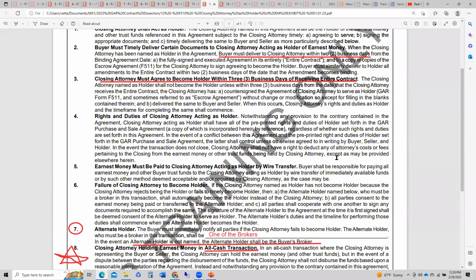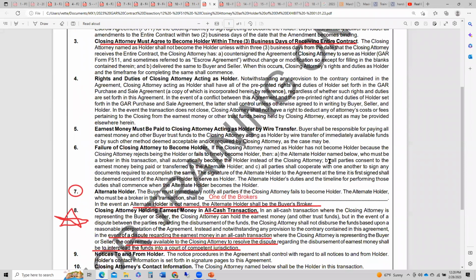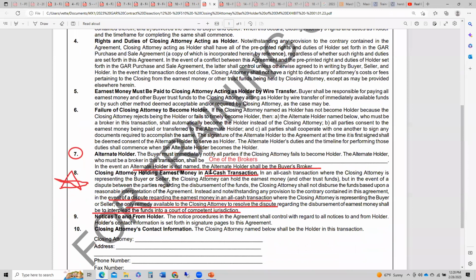If the buyer and seller choose to have the closing attorney as the holder of the earnest money, and it is an all cash transaction, and the contract doesn't close, and buyer and seller do not agree on who gets the earnest money, it must go to court. The closing attorney may not do that 10-day interpretation letter like I talked about earlier. That is only for brokers in an all-cash transaction, or brokers or closing attorneys if there's a mortgage lender involved.